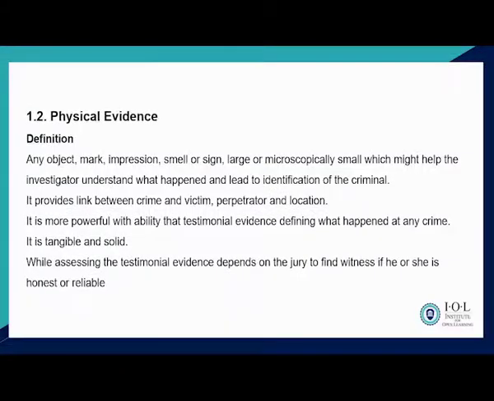Definition: any object, mark, impression, smell or sign, large or microscopically small, which might help the investigator understand what happened and lead to identification of the criminal. It provides a link between crime and victim, perpetrator and the location. It is more powerful than testimonial evidence in defining what happened at any crime, as it is tangible and solid. While assessing testimonial evidence depends on the jury to find whether the witness is honest or reliable.